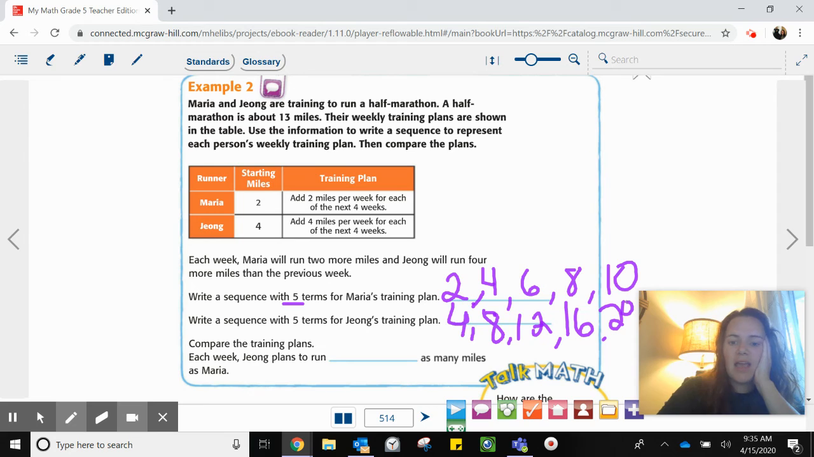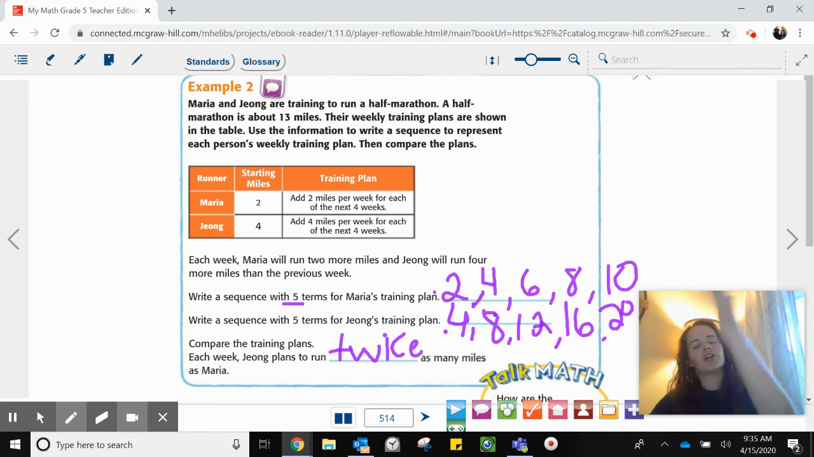So compare the training plans each week. Jong plans to run how many times as many miles as Maria. Each week, we're comparing 2 to 4. We added 2 miles there. So does plus 2 work for all of them? 4 plus 2, oh no, that's not 8. So we need to try something else other than addition. So we're going to try multiplication. 2 times 2 is 4. 4 times 2 is 8. 6 times 2 is 12. 8 times 2 is 16. 10 times 2 is 20. So twice as many miles.